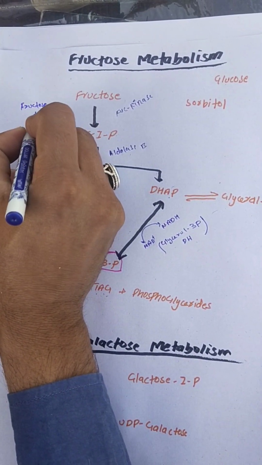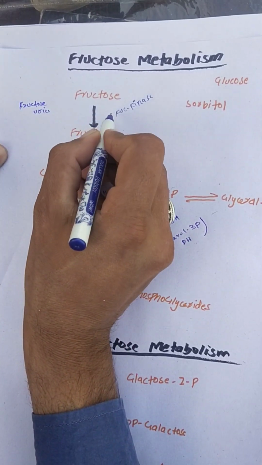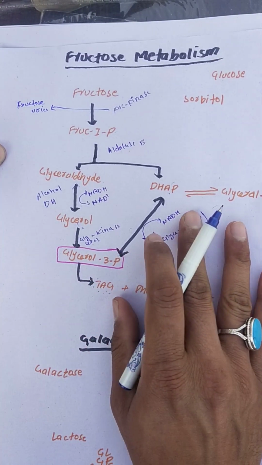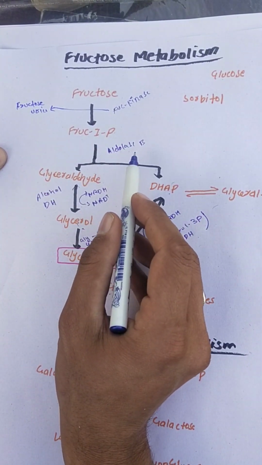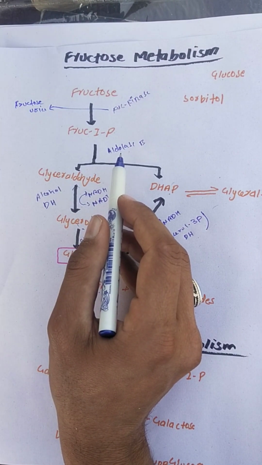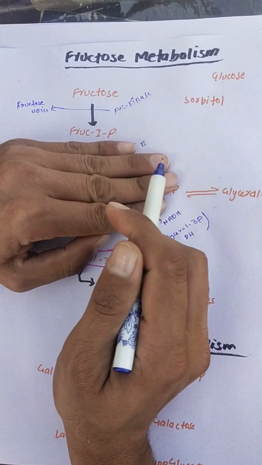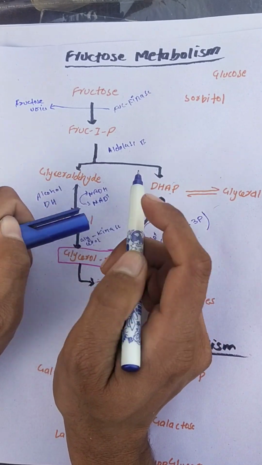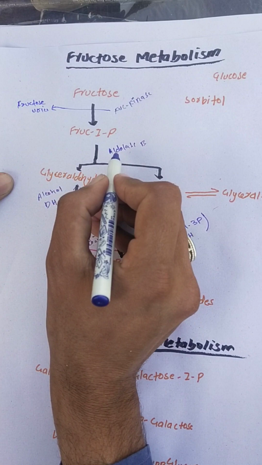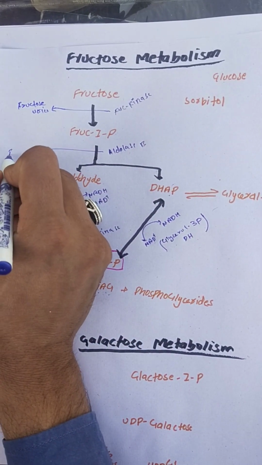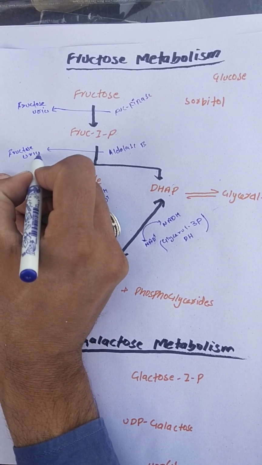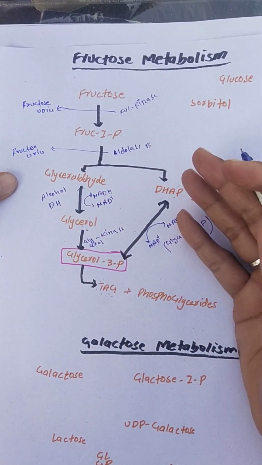Which enzyme? This enzyme: if not present, it is called fructosuria. But if the enzyme aldolase B is not present, we have accumulation of fructose 1 phosphate. This fructose 1 phosphate can also come into urine, and this condition also leads to fructosuria. So what is the difference between the two conditions called fructosuria?